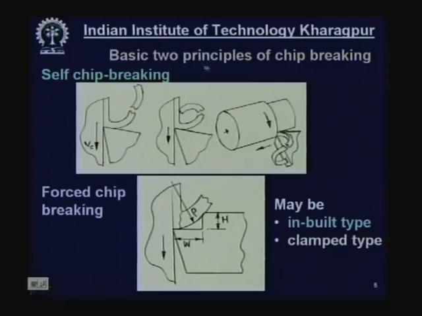Now, there are two basic principles of chip breaking. The continuous chip from machining ductile materials can break in two ways, either self chip breaking or forced chip breaking. Sometimes the chip breaks automatically, and then no extra effort is needed, but sometimes if it does not break automatically, forced chip breaking has to be adopted.